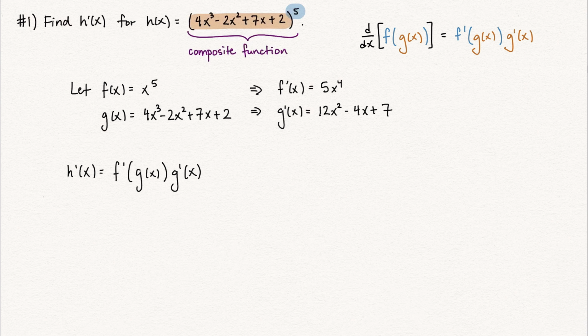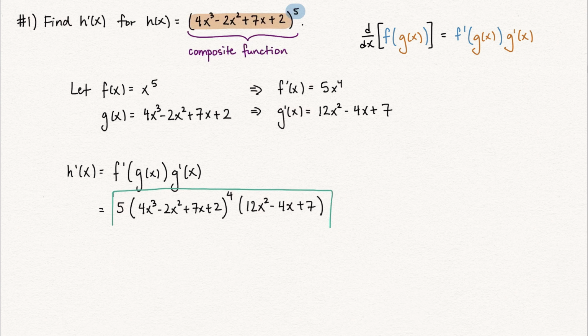And this is directly from the formula for the chain rule, which boils down to the first term is going to be f prime of g of x. So we're going to be plugging g into f prime. So this will be 5 times the quantity 4x cubed minus 2x squared plus 7x plus 2, all raised to the fourth power, and then times g prime of x. So we're going to multiply this by 12x squared minus 4x plus 7. And this is what we get for the derivative by using the chain rule.